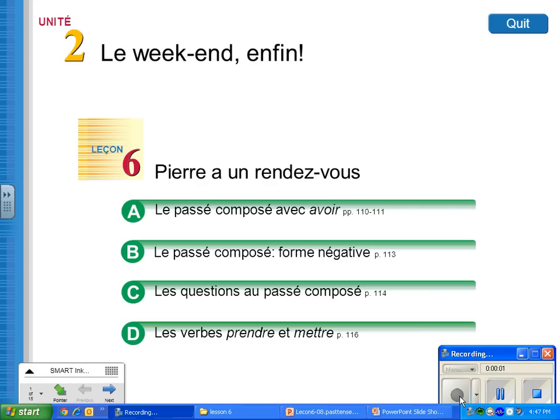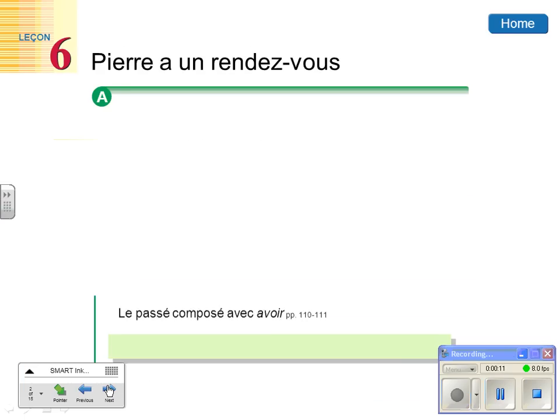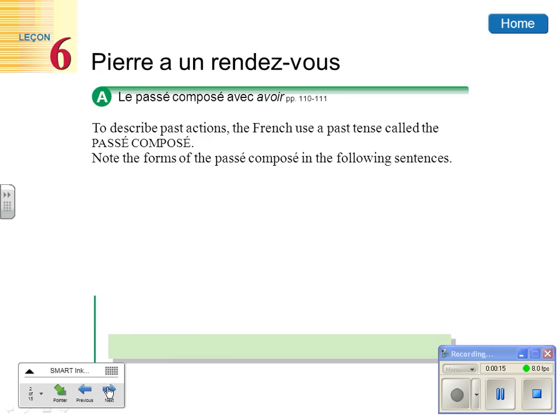You should be taking notes in the lesson 6 flap of your dossier, and grammar today is concerning a new tense called the passé composé. So, le passé composé avec avoir. To describe past actions, the French use a past tense called the passé composé. So notice the forms of the passé composé in the following sentences.